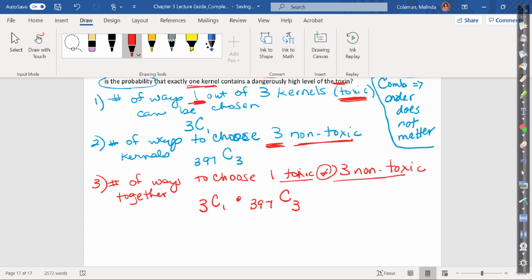And if I did this on the calculator, you might want to use parentheses on the calculator just because it separates it a little nicer. You don't have to as long as you're doing the multiplication. If I multiply these out, there are 31,049,370 ways to choose that combination of 1 toxic, 3 non-toxic.